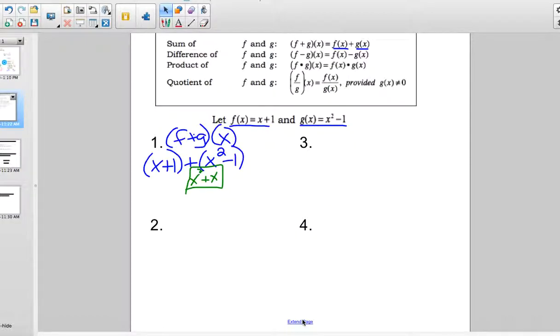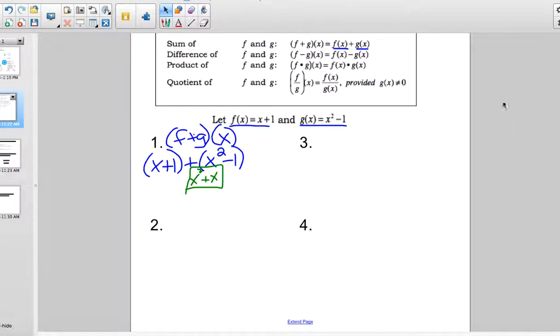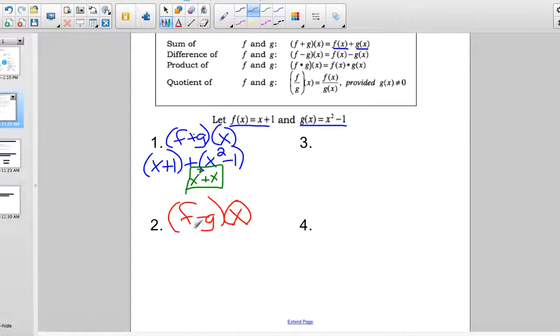So if I'm going to do f minus g of x, right? Now I'm taking f of x, which is x plus 1, and I'm subtracting, always good to use parentheses here, g of x, so x squared minus 1. Now when I do that, I can make this a plus, and then make everything inside the opposite. Certainly you can do it that way.